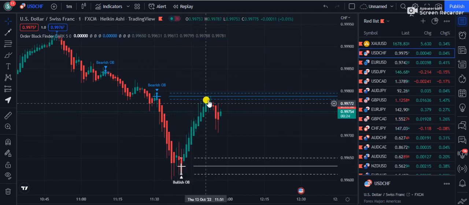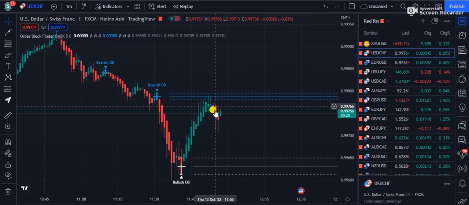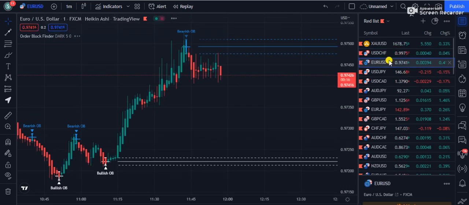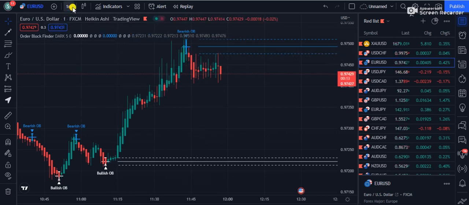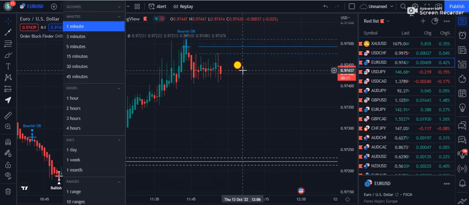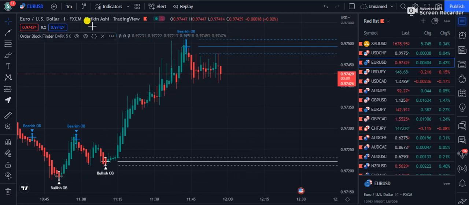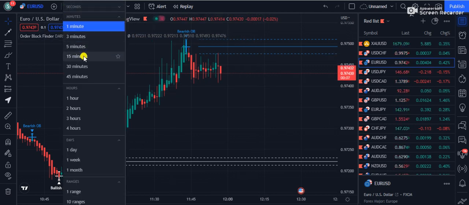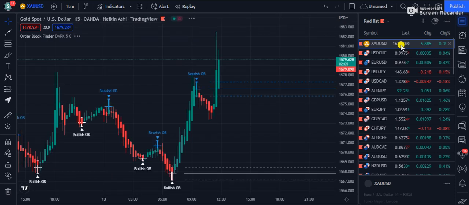Another example, look at USD CHF. From the bullish order block, the market went up, and then going into the bearish order block, the market has received two to three candle rejections till now. This is the 1 minute. However, you can use any time frame. For example, I have just switched to 1 minute because I want to show you how it actually works, so that you can see the recent order blocks.